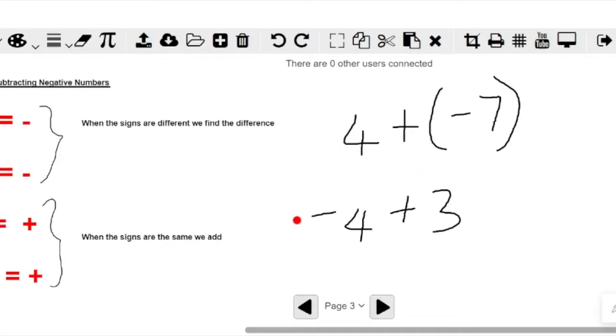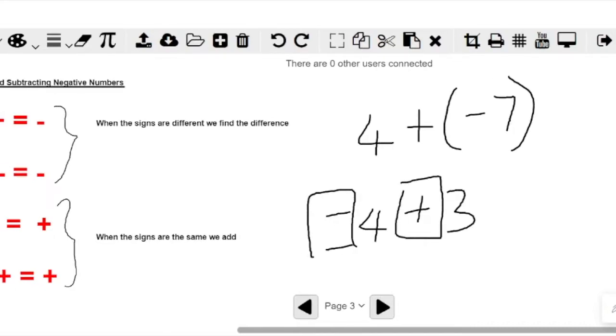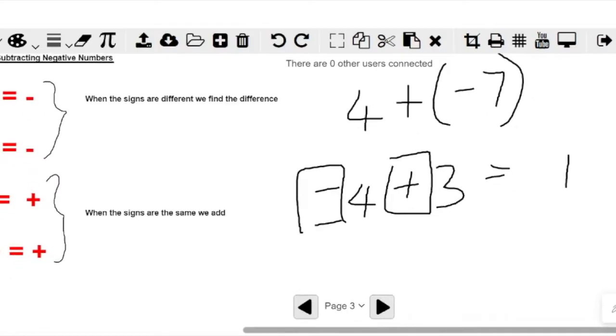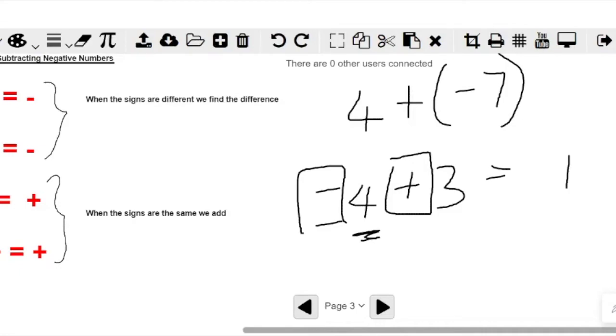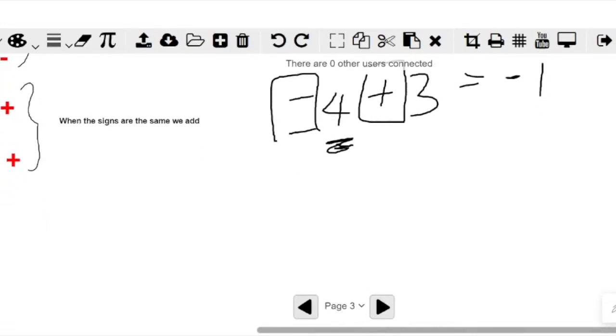So let's go through this one really quickly. When the signs are different, we find the difference. So we have a negative and a positive. We find the difference between those two numbers. That is 1. And then we look at the bigger digit, which is 4, and we give the sign of that bigger digit to our answer. And so that gives us -1. Super easy. Now, if we look at the above one, I'm just going to write it at the bottom.